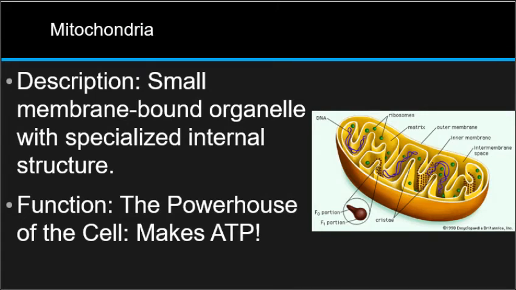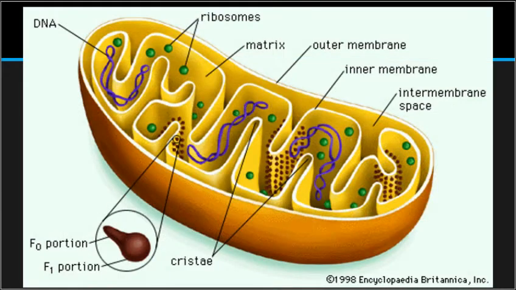All right, there it is, always moving around. The mitochondria is a small membrane-bound organelle with a specialized internal structure. You see these layers on the inside. They're called cristae, and they're layered like that to increase surface area. We're going to see that time and time again inside living cells. The function, of course, is the powerhouse of the cell. It makes ATP, adenosine triphosphate. You can see that folded membrane in there called the matrix. Got the outer membrane, then the inner membrane. Something happens on the outer membrane, something else happens on the inner membrane.